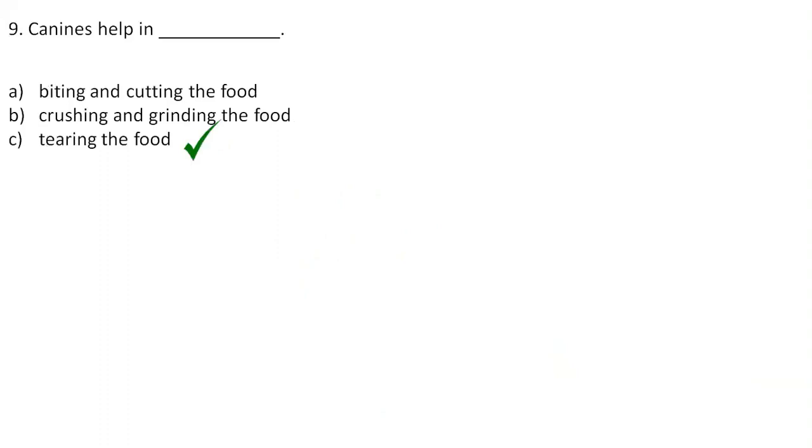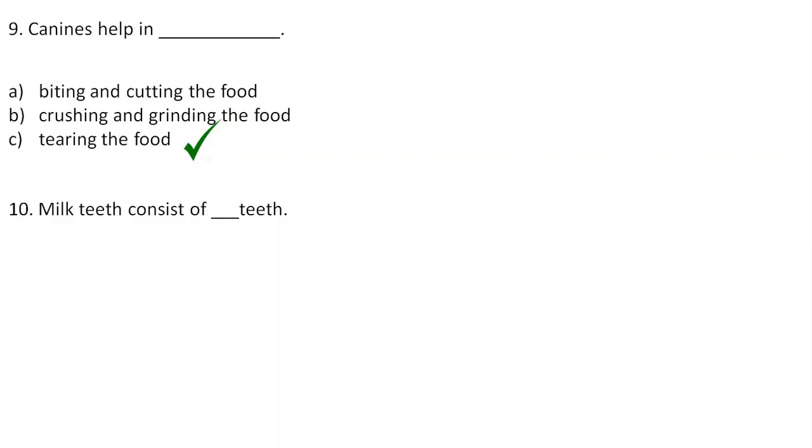Now since you all know that there are 2 canines in each jaw, they are present on each side of the incisors and the canines are very sharp and pointed. They help to tear the food. So here the correct answer is that the canines help in tearing the food. Now let us move on to question number 10.